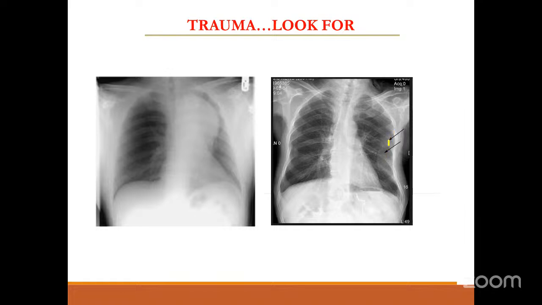We have rib fractures. So when you have rib fractures, we need to keep monitoring for a few things, like the patient may be at risk of developing a hemothorax or a pneumothorax or a lung contusion. So in a trauma patient, look at the mediastinum, look at the bones, look for air outside of the lungs, look for blood or look for pleural effusion.